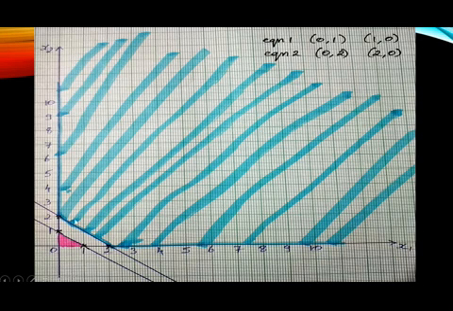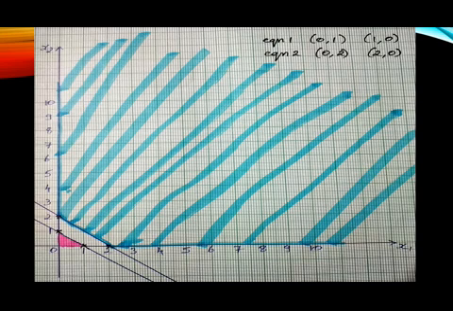The region for the second constraint is this, and we observe that they are not intersecting. If they are not intersecting, there is no common feasible region. If there is no common feasible region, how do we find an optimal solution out of it? So obviously the question of an optimal solution does not arise at all. So this type of situation is called no solution, or a system of inconsistent constraints.